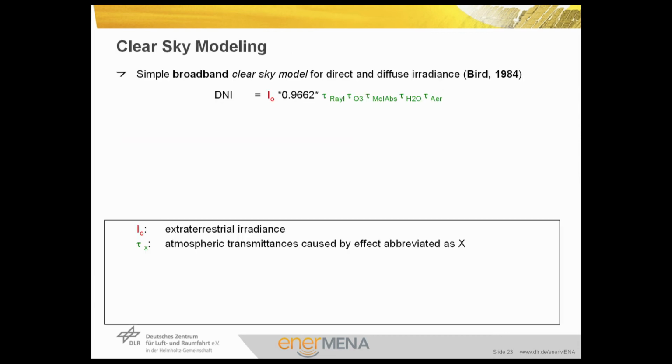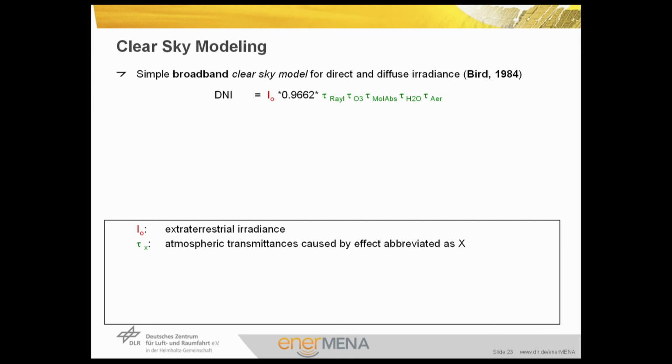All these different influences have to be considered for radiative transfer models. In the case of clear sky models, we only have to look at the part except for clouds. I want to talk now about a simple broadband clear sky model for direct and diffuse irradiance, which was formulated by Bird in 1984. So first we see the equation for DNI.